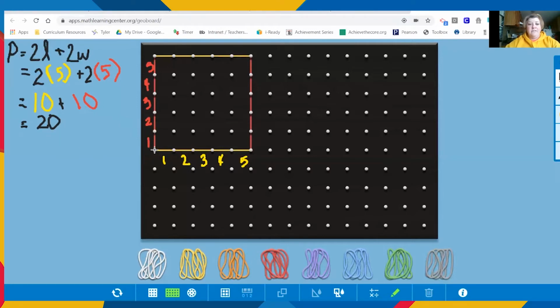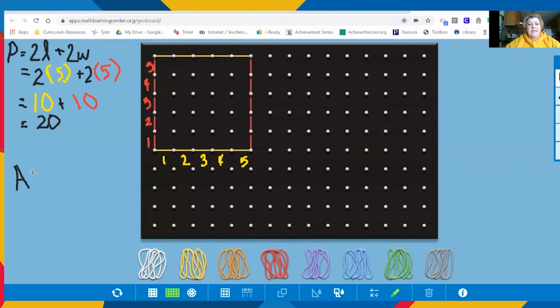So if we were counting, going around the outside, we would count 1, 2, 3, 4, 5, 6, 7, 8, 9, 10, 11, 12, 13, 14, 15, 16, 17, 18, 19, 20. So we, using our formula, got the correct answer. So now let's try a formula for area.